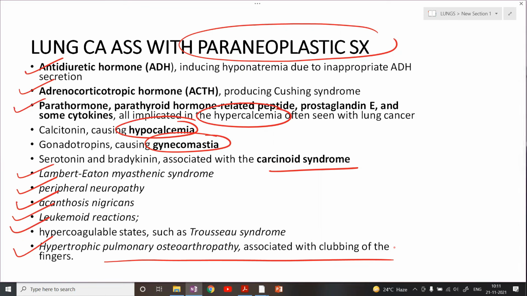So with this, I have completed the topic of lung cancers. I hope you all have understood this topic in detail. If you have any doubt, you can ask me at this point of time.